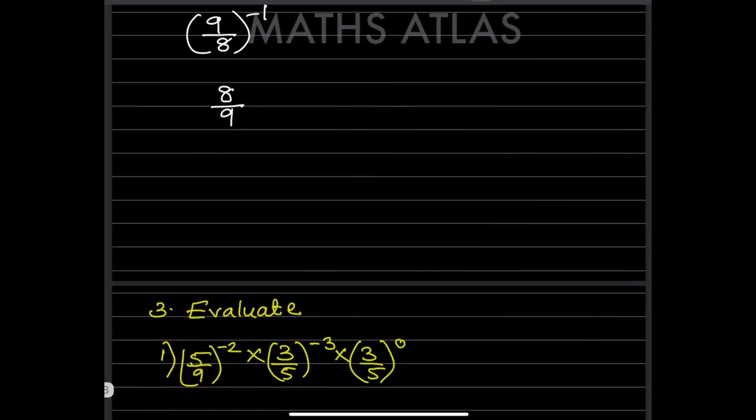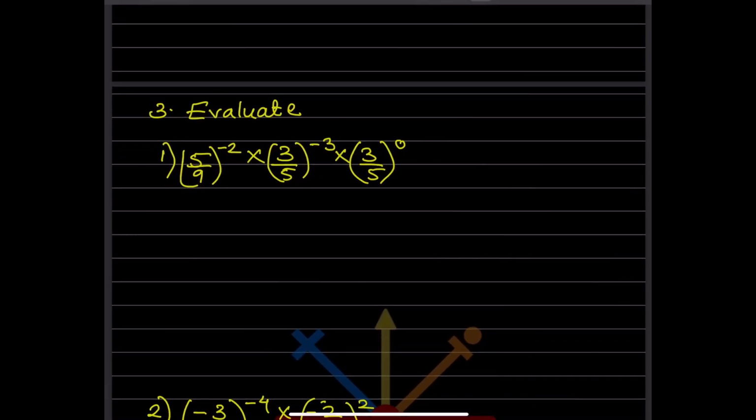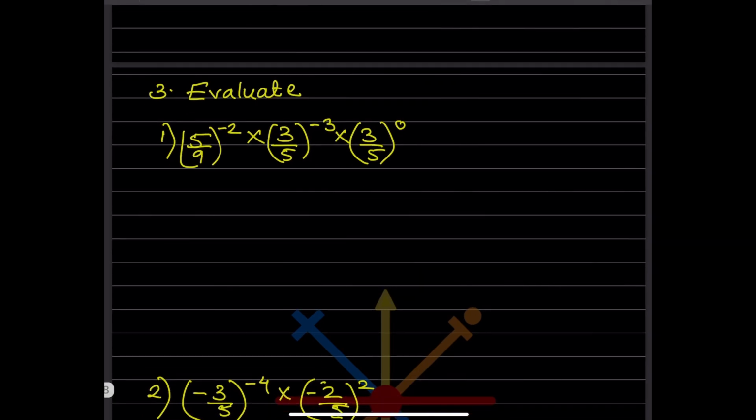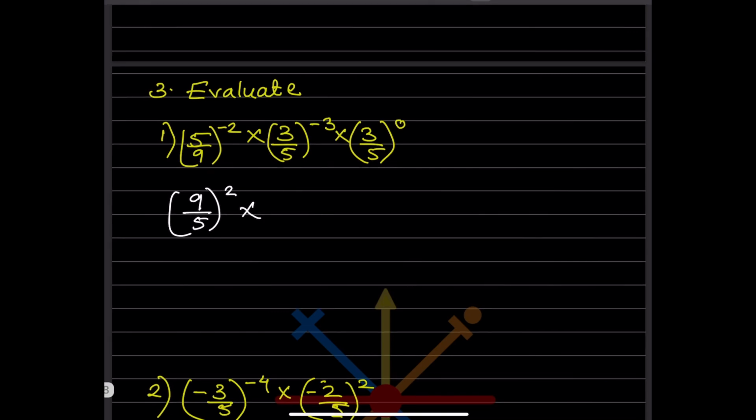So now let us see here, evaluate. Now here actually the base is different for the first part. But now first thing, what are we going to do? Because the exponent is negative over here, you're going to make it positive. So this 5 by 9 is going to be 9 by 5 raised to 2. And here, for the second one, this is negative, so you are going to make it positive. And this one, see here, as I told you in the start, the rule, anything raised to 0 is going to be 1. So for this part, you are going to write 1.